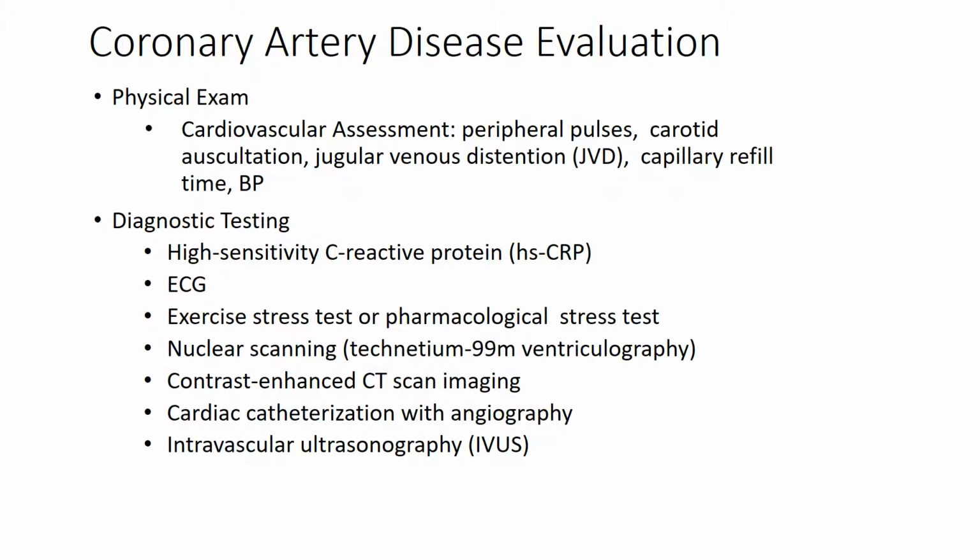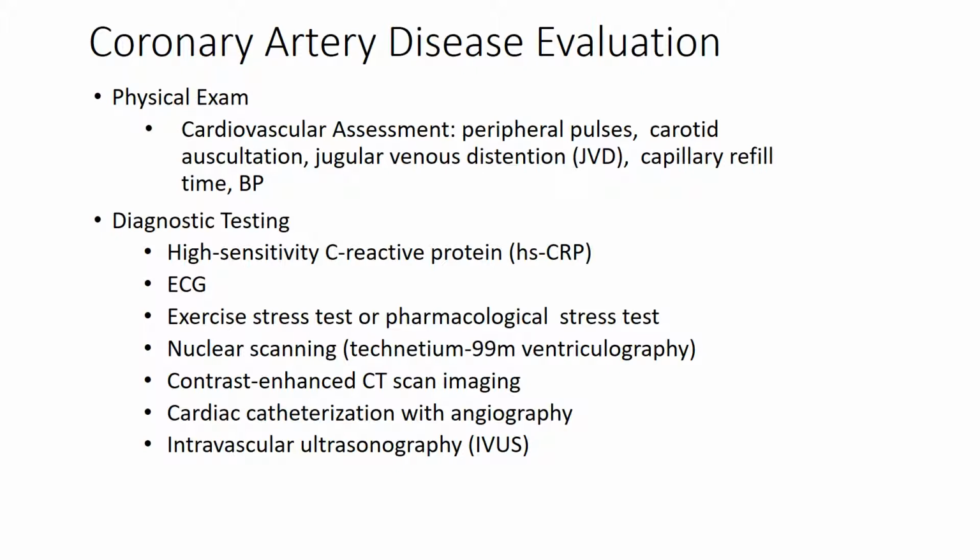Patients suspected of coronary artery disease can present with angina, shortness of breath, or syncopal episodes, but they're usually asymptomatic until about 75% of the artery is narrowed. Your physical exam findings may include peripheral pulses, carotid auscultation, jugular venous distension, capillary refill, and blood pressure. Keep in mind that nerve damage related to hyperglycemia can blunt symptoms in a diabetic.